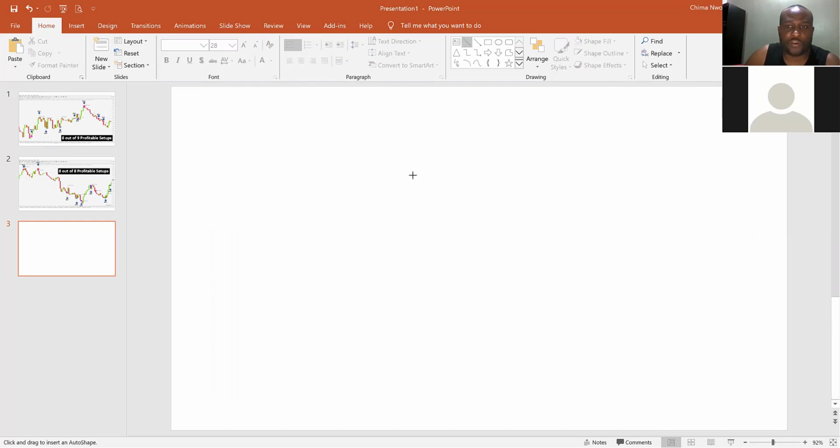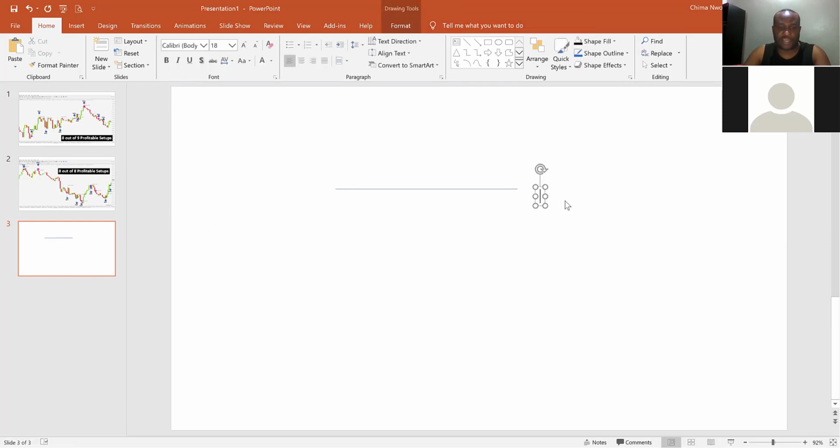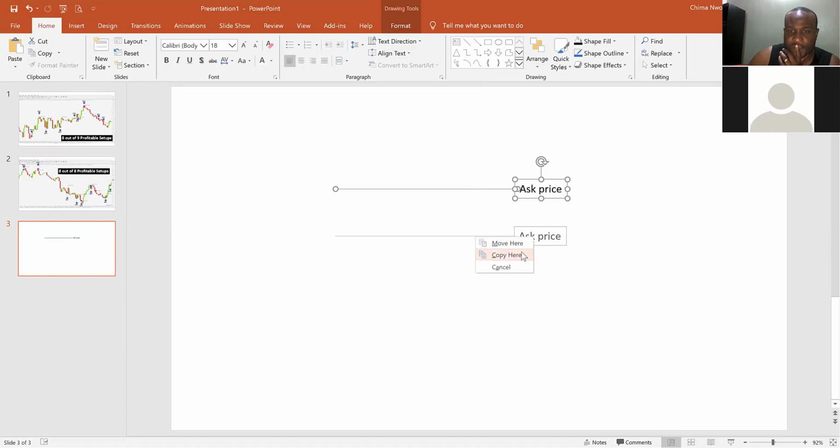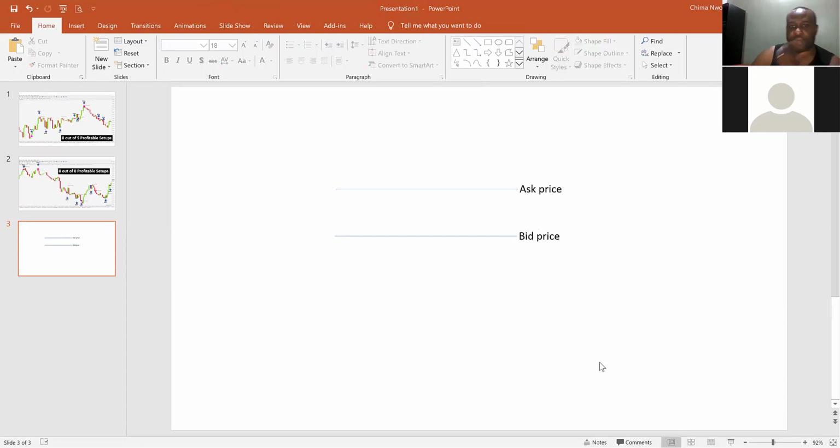So you notice that on every currency pair, there is an ask and a bid price. What tends to happen is the ask price is always higher than the bid price.